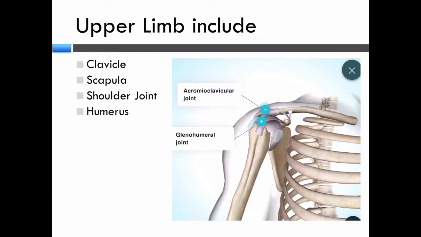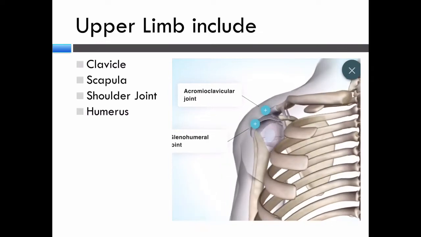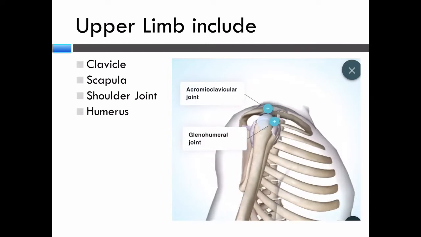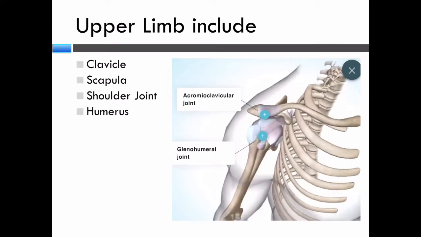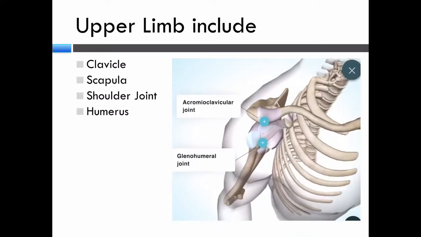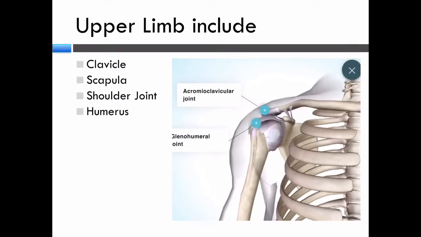As you know, the shoulder joint includes the glenohumeral joint, which is a synovial joint, and the scapulothoracic joint. There is also another joint, the acromioclavicular joint. You can see how these bones articulate in the shoulder joint in this video.